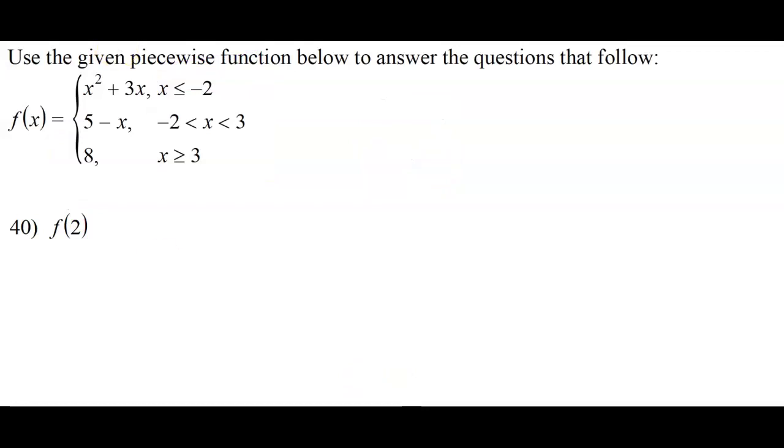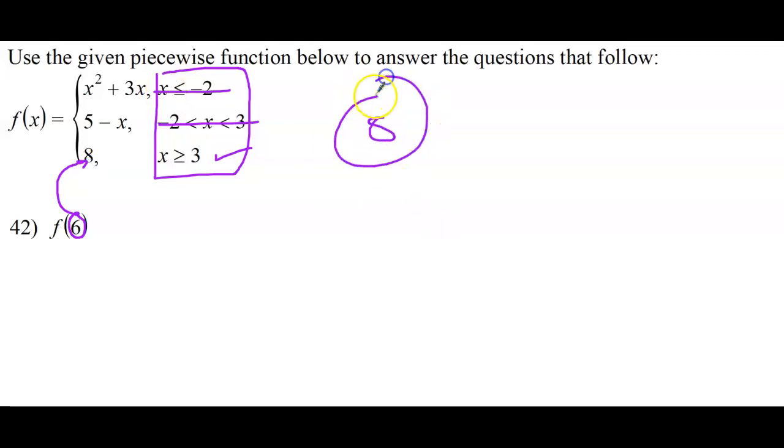Let's go ahead and take a look at one more, number 42. We're looking for f of 6. So where is 6? Is it less than -2? No, it is not. Is it between -2 and 3? No, it is not. Therefore, it must be greater than 3, and sure is. So that means we're going to be plugging the 6 in here. Now, there's no x to plug into here, but that's okay. That just means the answer is 8 no matter what. So our final answer is just 8.